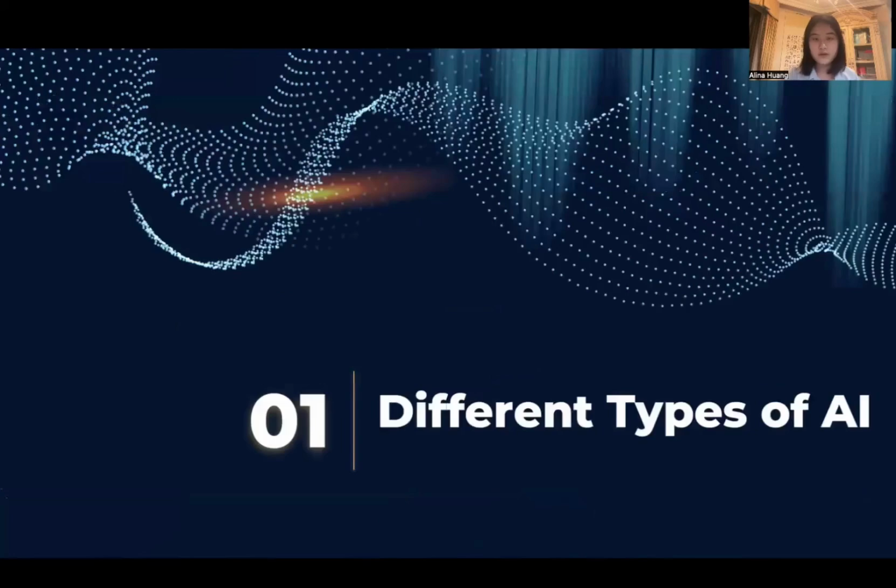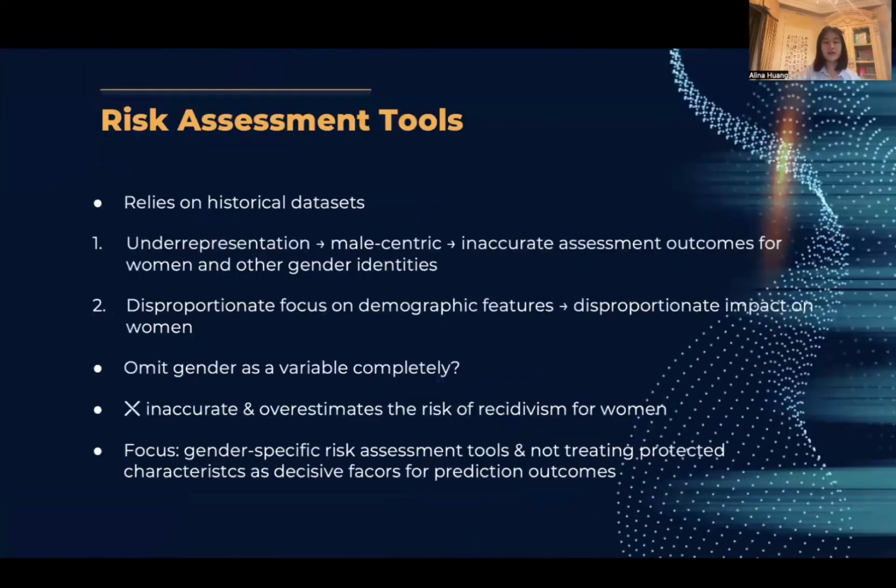So, first of all, I will be talking about risk assessment tools. These tools are used to assist judges, prosecutors, and other legal professionals to predict the probability of certain outcomes in courts. Since these tools work by analyzing historical datasets and identifying patterns, the quality of the dataset is important. This then leads to two problems.